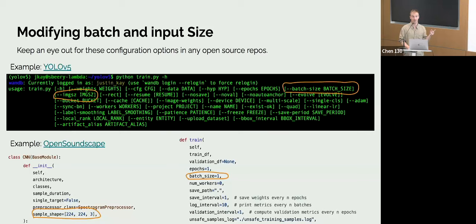This was a problem that we talked about the other day too. Sometimes there's inconsistencies, and maybe there's a different parameter in the config file for the inference image size. So just keep an eye out for that to make sure you're modifying the right thing.